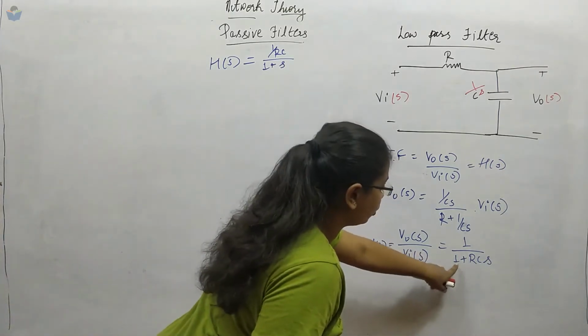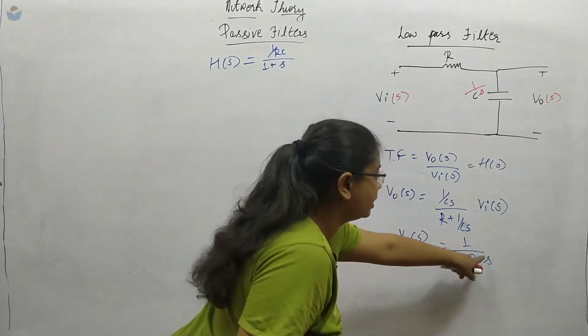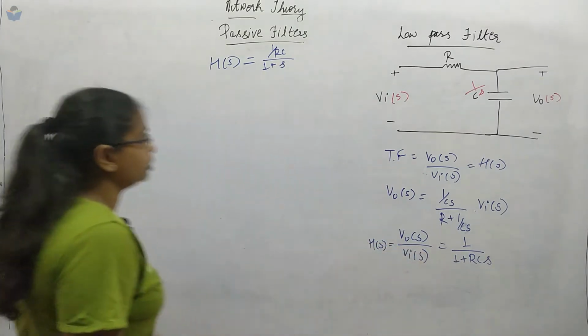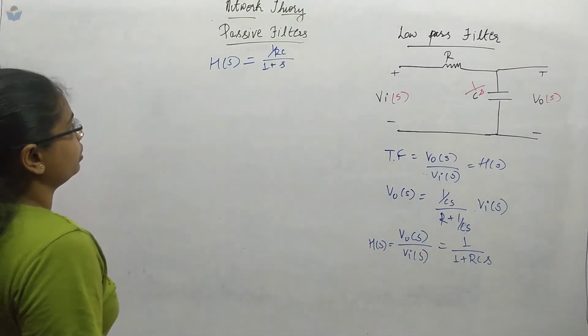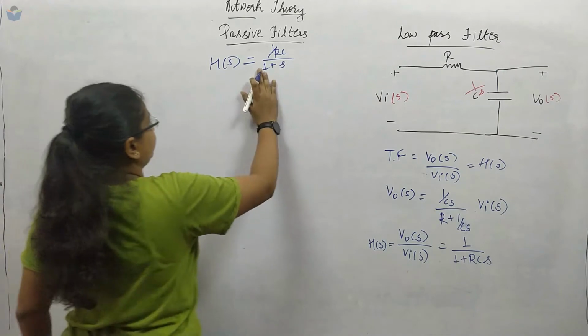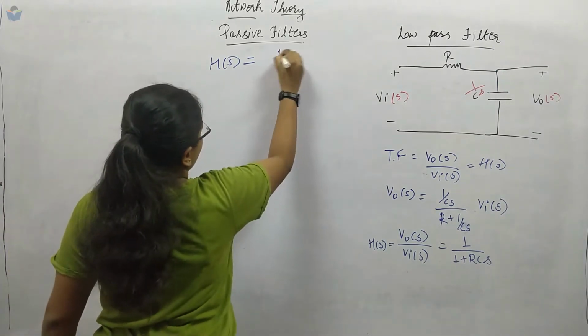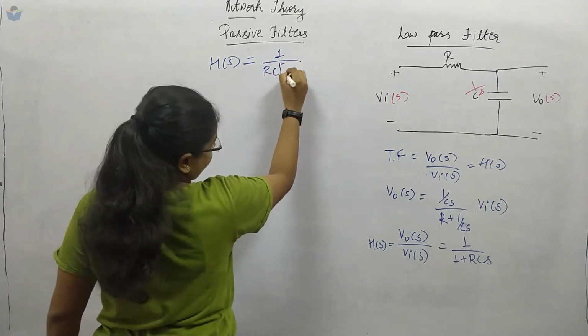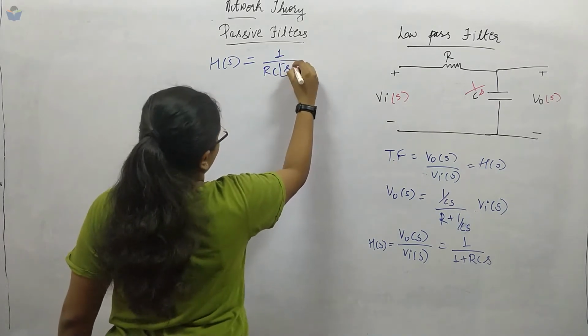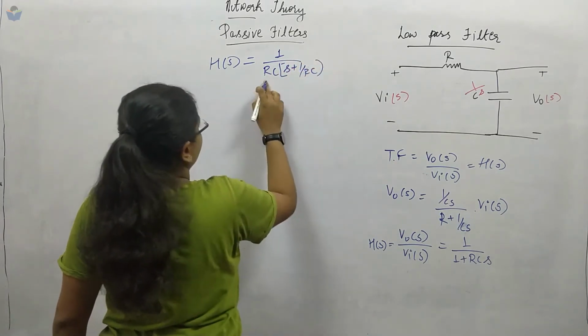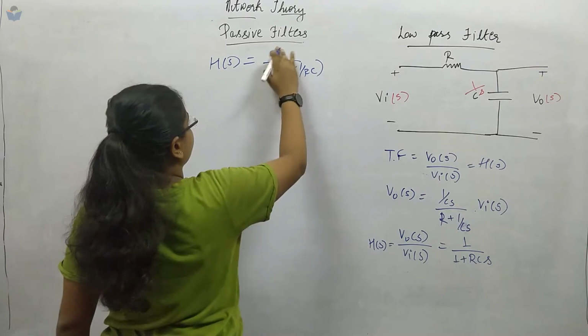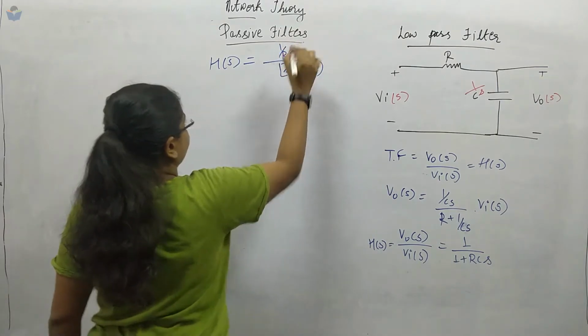If I take this RC common and divide this by 1 by RC, it is the same. I will get the equation back. Now we can take this outside only: RC times (S plus 1 by RC). So this RC will go up, giving 1 upon RC.